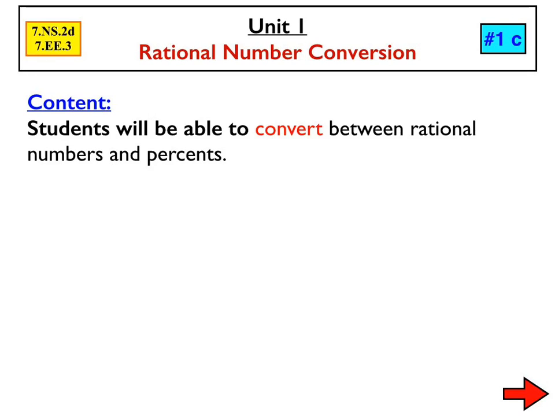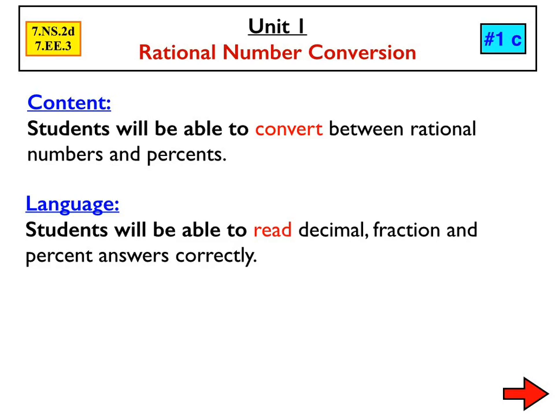Today, we'll be talking about rational number conversions, and our content objective is students will be able to convert between rational numbers and percents, and you should notice in your notes that there is a blank spot for that verb. Our language objective, which is where our discussions head towards, is you'll be able to read decimal and fraction and percent answers correctly.